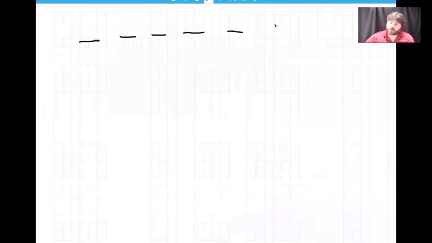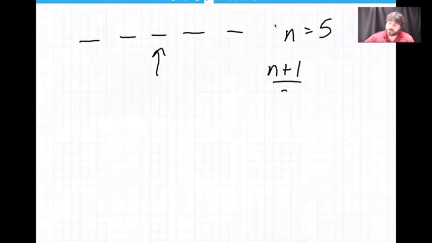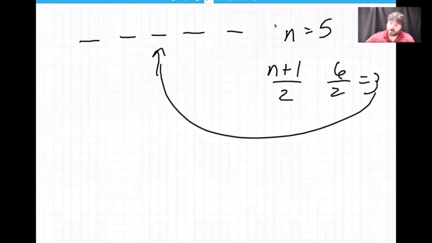Let's say you have 5 numbers. We know the third number is the middle. Well, n is equal to 5 here. So you do n plus 1 divided by 2. So n plus 1 is 6, divided by 2 is 3, which of course is our middle number.